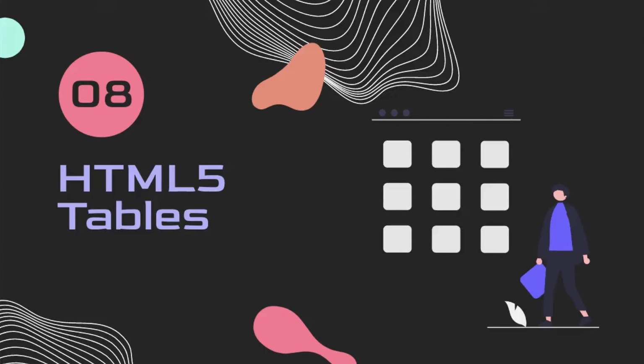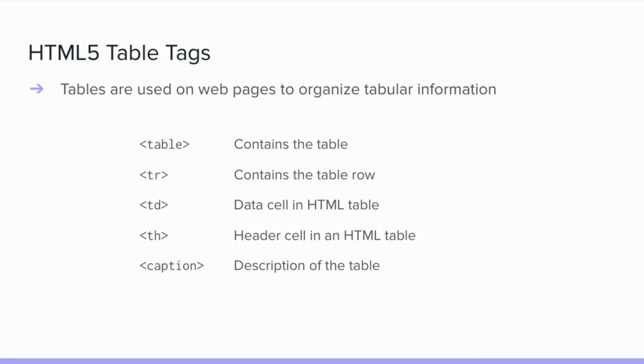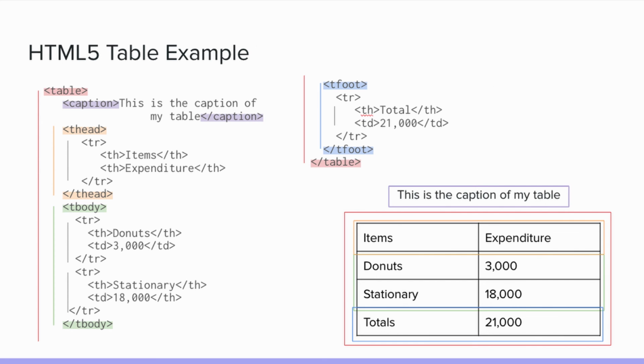Now we will be going over the last part of this lesson, which is about HTML5 tables. Tables are used on web pages to organize tabular information, or in other words, arrange data into rows and columns. The entire table is contained within the table tags. The rows are defined using the tr tag, and the data cells are defined using the td tag. The header of the table is defined using the th tag, and the caption of the table is defined using the caption tag. Here is a detailed example of an HTML table.